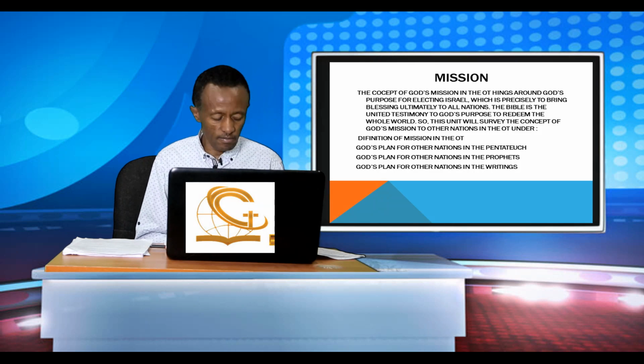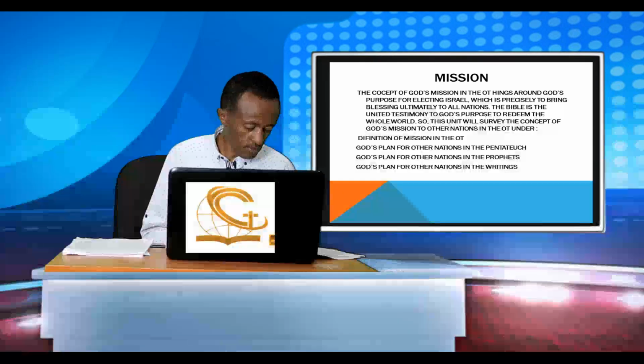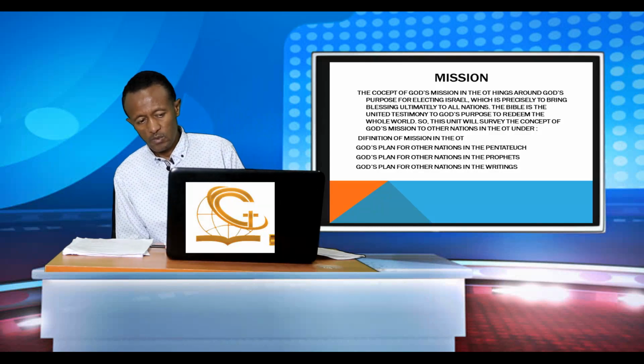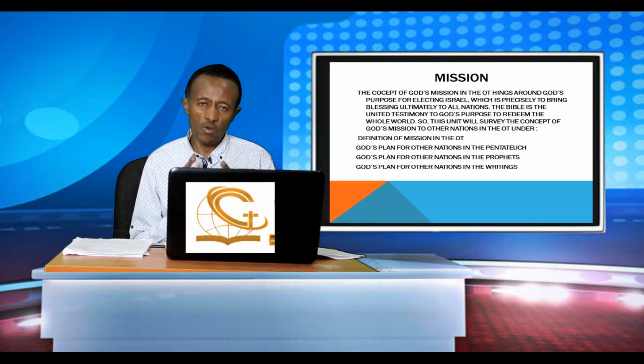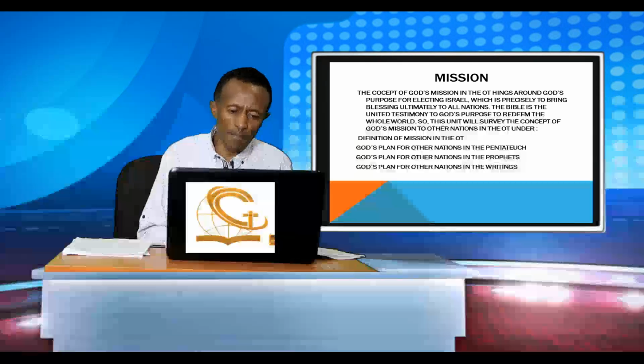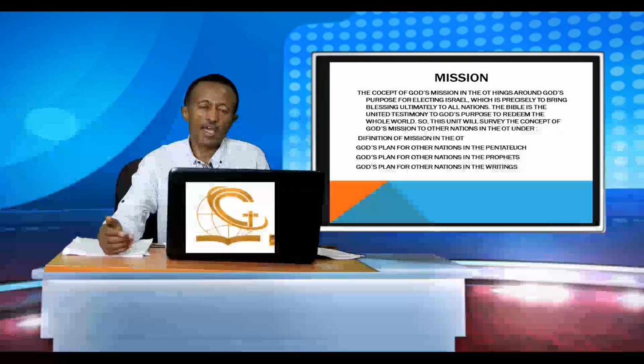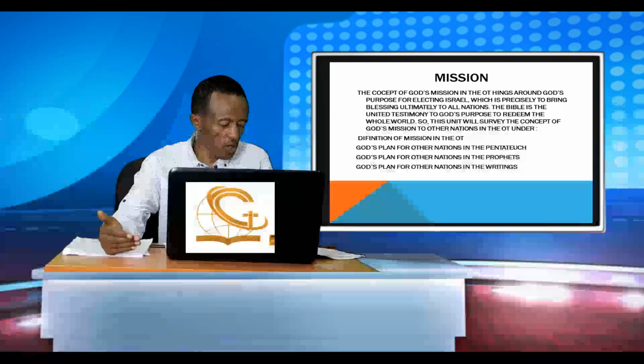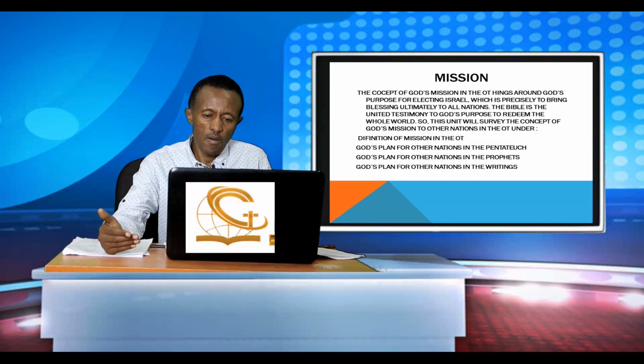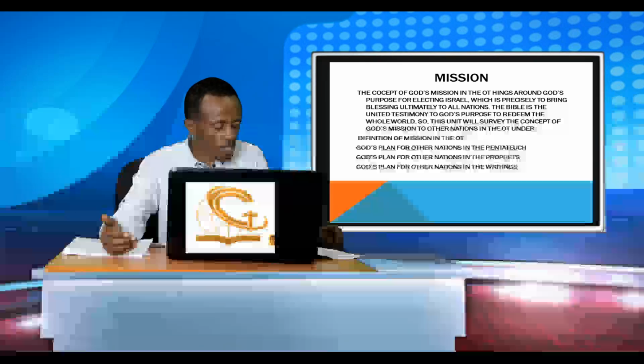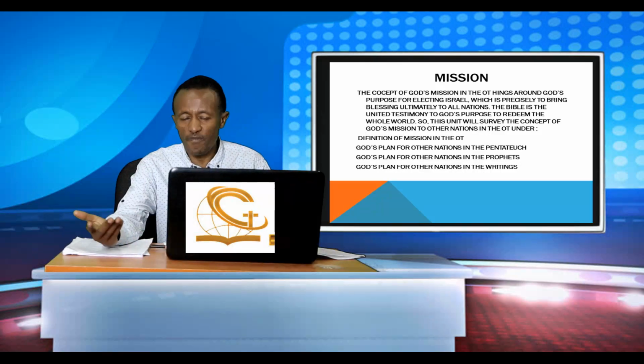Genesis 12:1, Abraham. God has a promise to Abraham to give a seed. I will bless you and I will make you a blessing. I will make you a blessing to other nations, the nations around Israel. So the blessing of Abraham must be extended to other nations. Abraham is a channel of blessing.